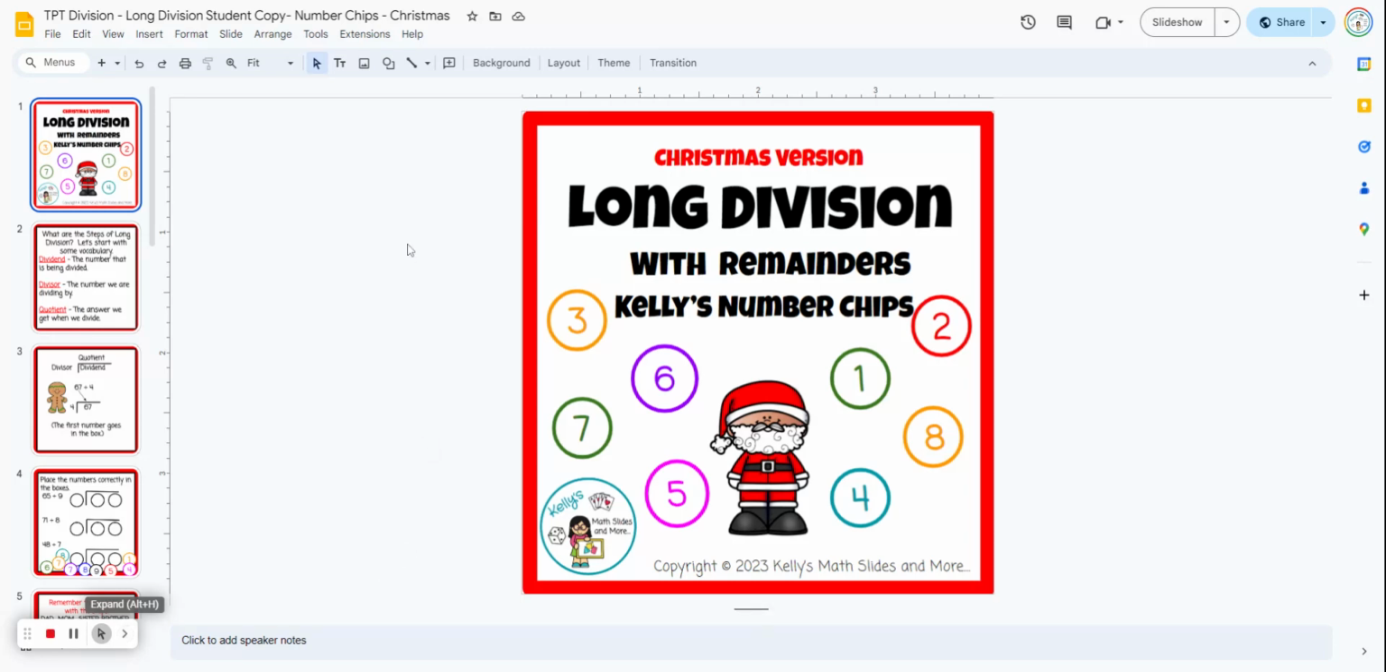Long division with remainders using number chips. This is a digital lesson, and this one is Christmas themed. It's a lot of fun for the students. They can move these number chips around their screen in order to solve the long division problems.